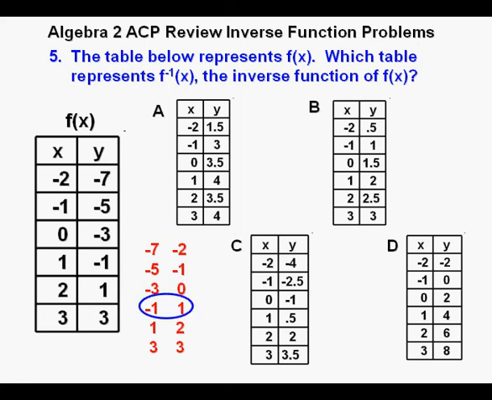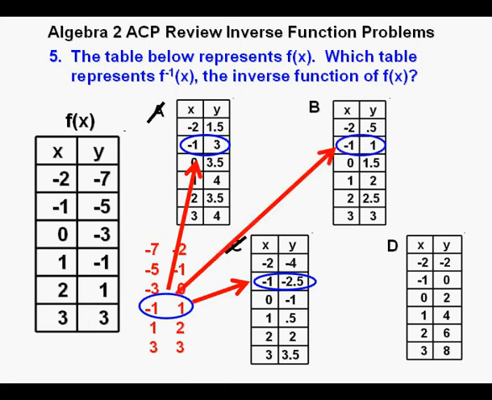There is negative 1, 1 in the red coordinates, and it doesn't match the negative 1, 4 in the table here. So we can cross off answer A. And we look at the table for answer C, and it has negative 1, negative 2.5. And that doesn't match either, so we cross off C.